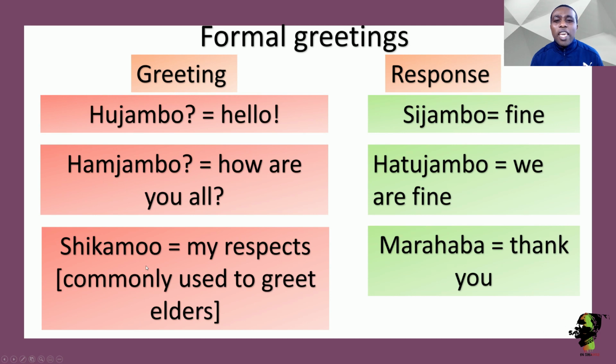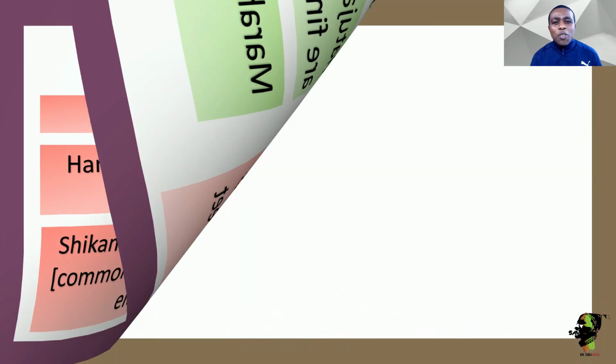Let's run through these greetings again. Hujambo, sijambo. Hamjambo, hatujambo. Shikamoo, marahaba, asante. So you can see that we've not used poa, we've not used nzuri, because these ones must go together. If you say hujambo, the response is sijambo. If you say hamjambo, the response is hatujambo. If you say shikamoo, the response is marahaba. So make sure that you get those greetings going properly. Well done, you're doing very well. Let's look at the next part.